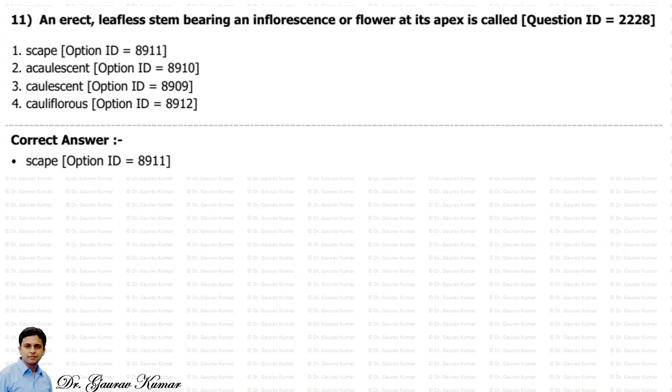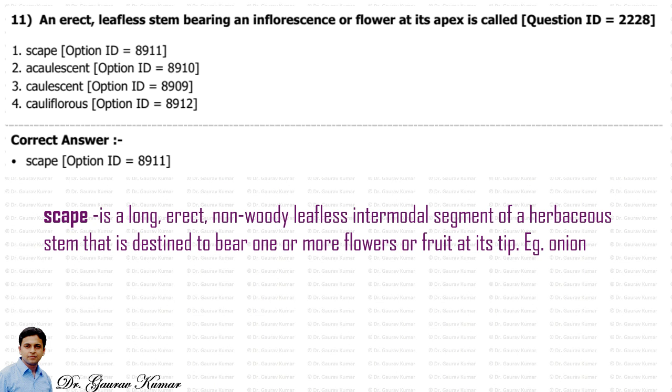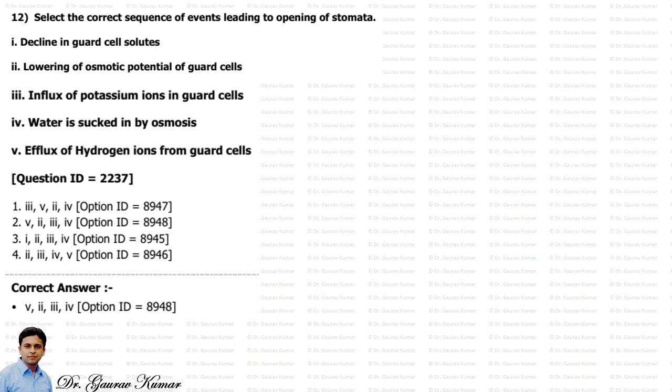Next question, an erect leafless stem bearing an inflorescence or flower at its apex is called. A scape is a long, erect, non-woody, leafless internodal segment of a herbaceous stem that is destined to bear one or more flowers or fruit at its tip. For example, you can see that in onion.